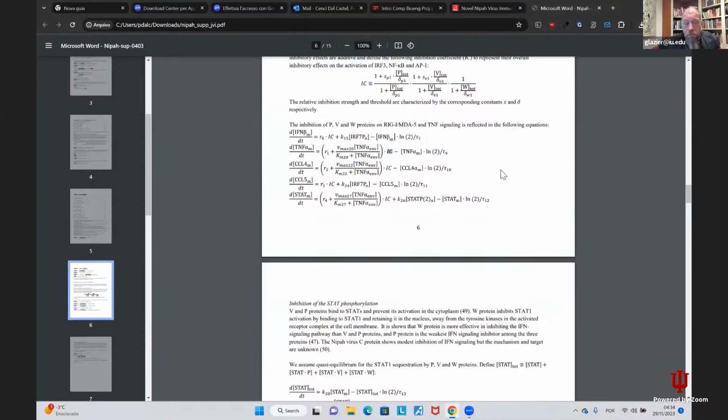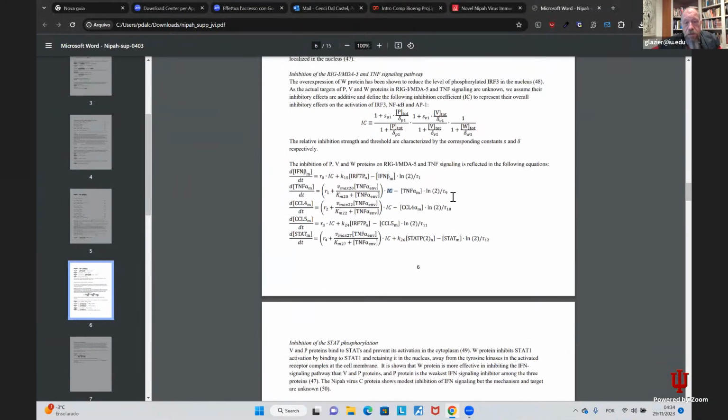But fundamentally, as you point out, TNF alpha here is an activating Michaelis function. These mostly look like activating equations, actually, not inhibitory. Yeah, I'm talking about the role of P, V, and W proteins. This IC, the inhibition coefficient, depends on P, V, and W.